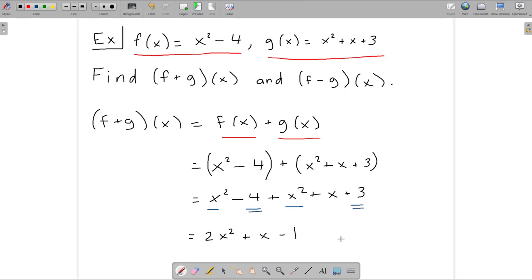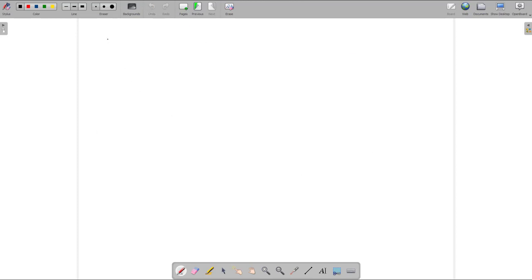Okay, now why don't we do f minus g of x. So let's go to a new page. I want to do f minus g of x, which remember just equals f of x minus g of x.